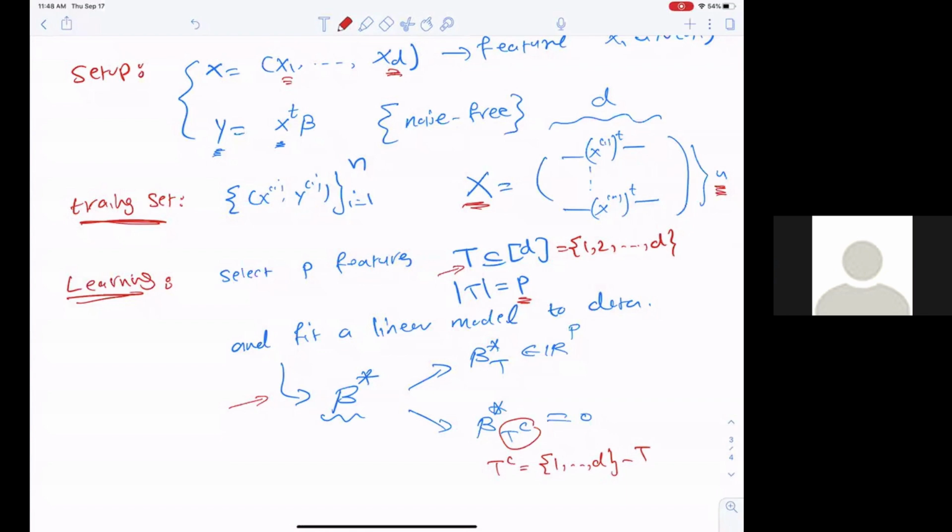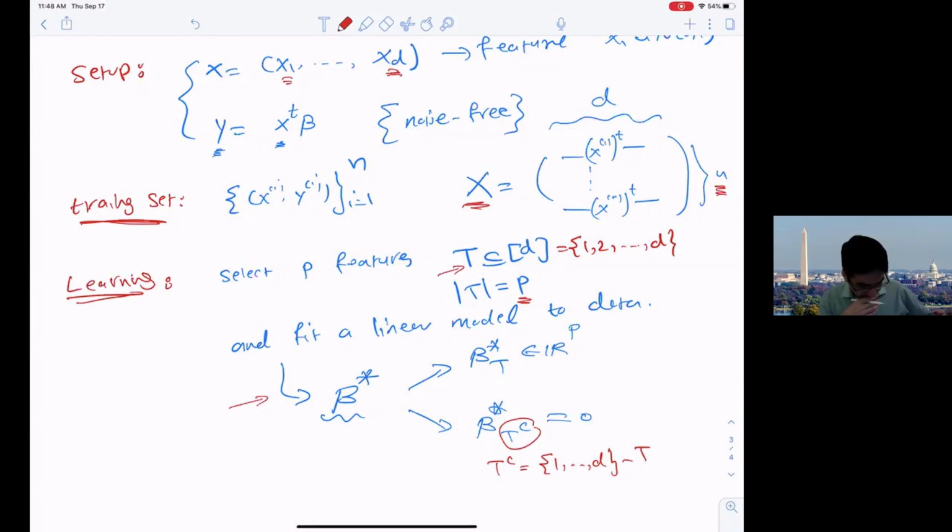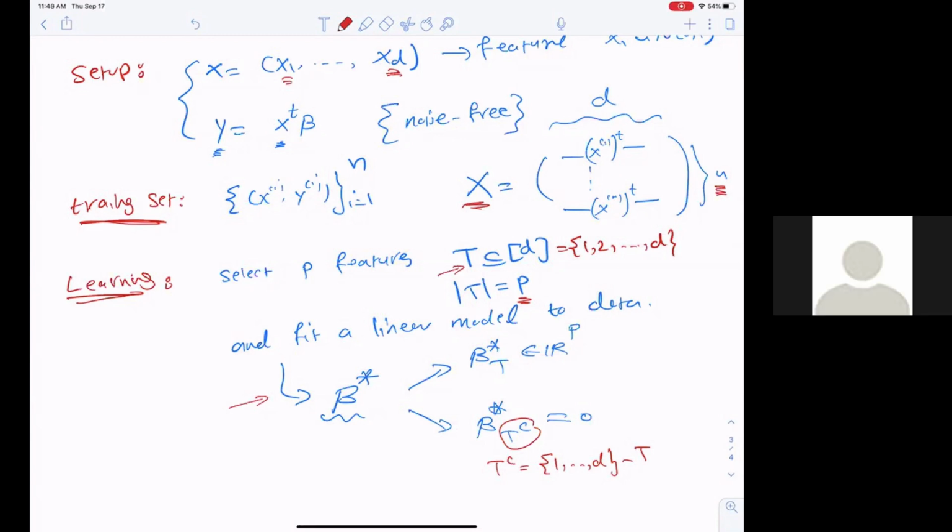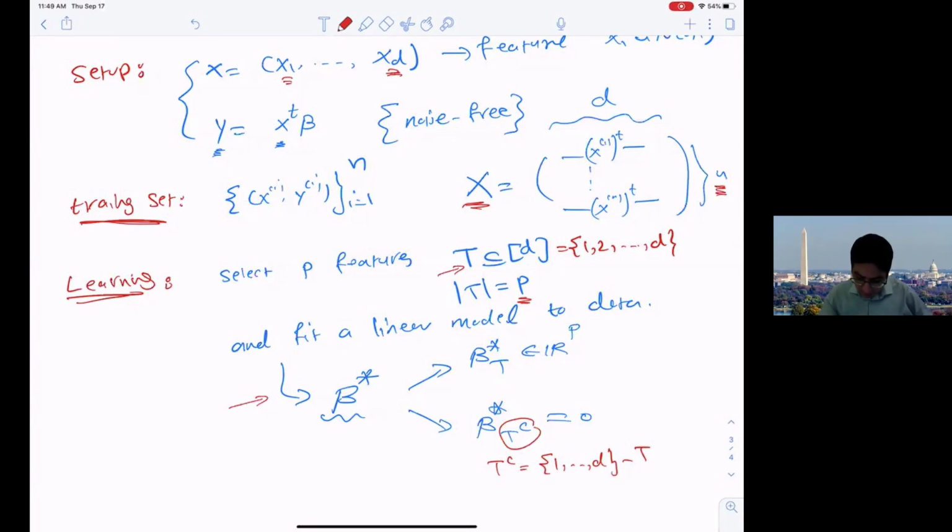I have a question. Yes, go ahead. Will the beta star in the complement set be zero, or are we forced to choose such a beta star? It is forced, right? I'm just using these. It is very simple.